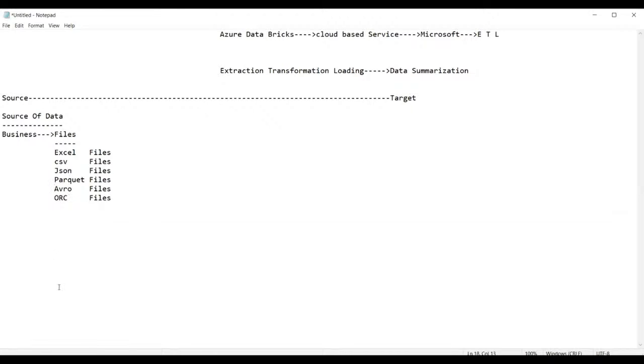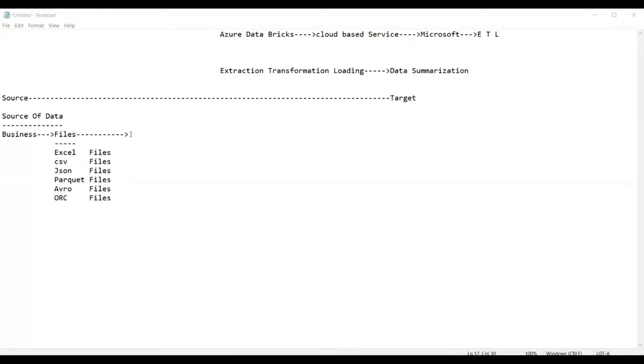Anyways, you don't worry about the files. Once we get into the subject, I will explain each and every file to you. You don't worry now. So this is nothing but the data we get. From where? From these files, we get the data.